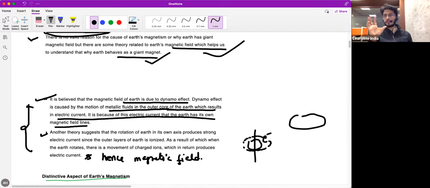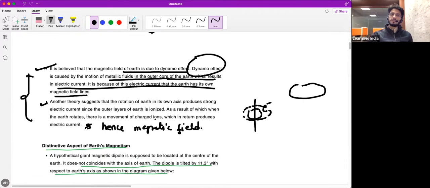So I'm repeating it again. In the core of Earth, you have molten lava, which has ions of iron and nickel. The ions are rotating along with the rotation of the Earth, revolving in a circular path. Due to their motion, they constitute current, and that current can generate a magnetic field. So the magnetic field of Earth can be due to the motion of charged particles. That's known as the dynamo effect.